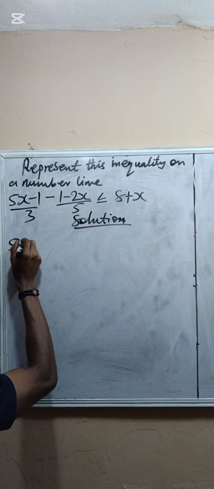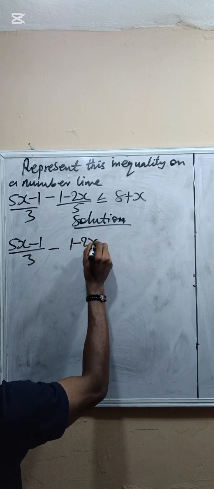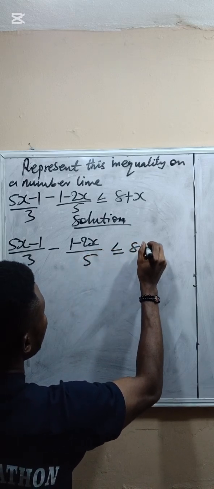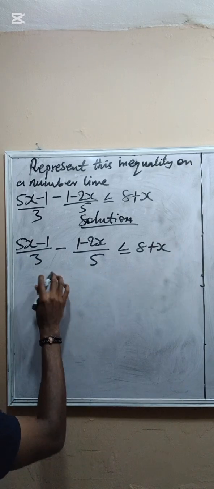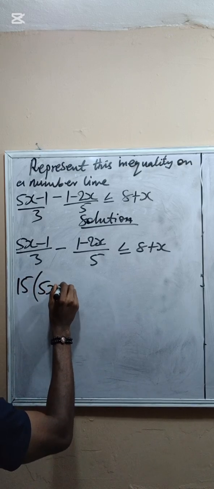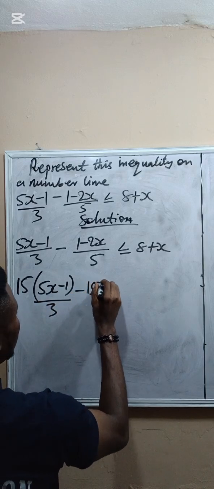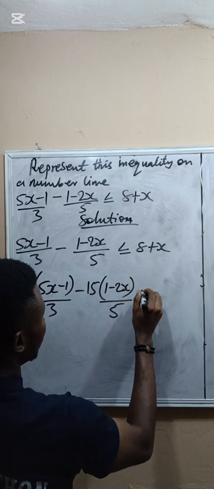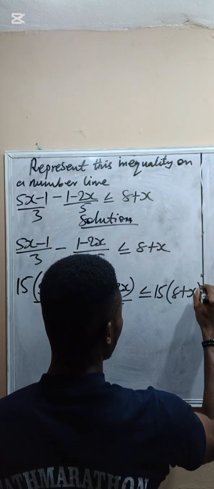Okay, the question says (5x minus 1) all over 3, then minus (1 minus 2x) all over 5, is less than or equal to 8 plus x. So the first thing to do is to multiply through by the LCM of the denominators. And the LCM of the denominators is what? 15. So multiply through by 15 into (5x minus 1) all over 3, then minus 15 into (1 minus 2x) all over 5, is less than or equal to 15 into (8 plus x).